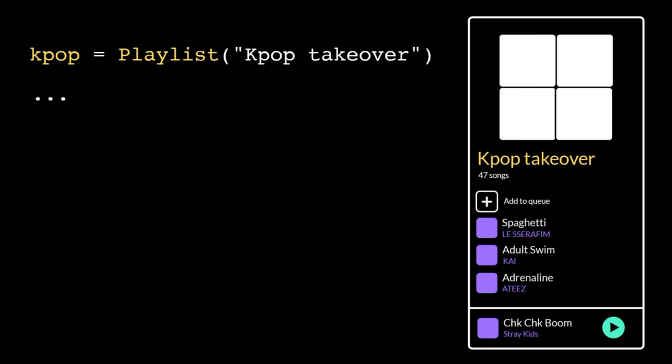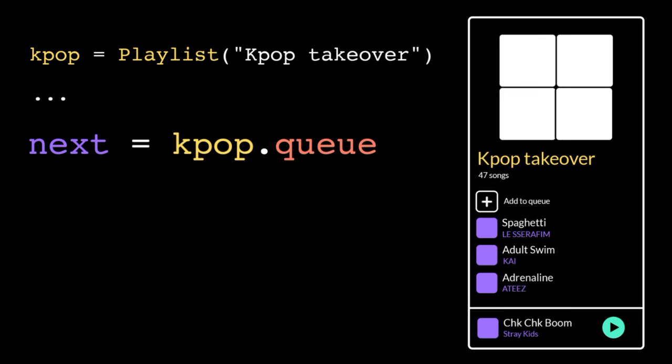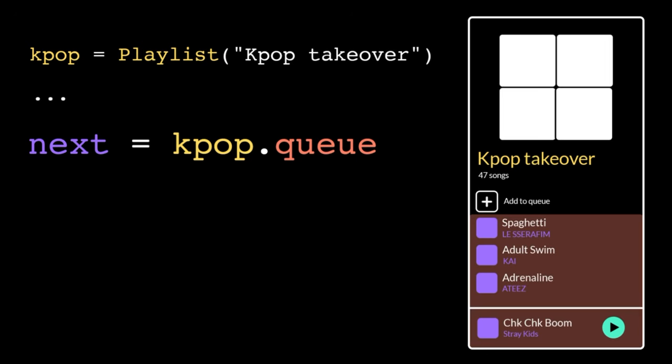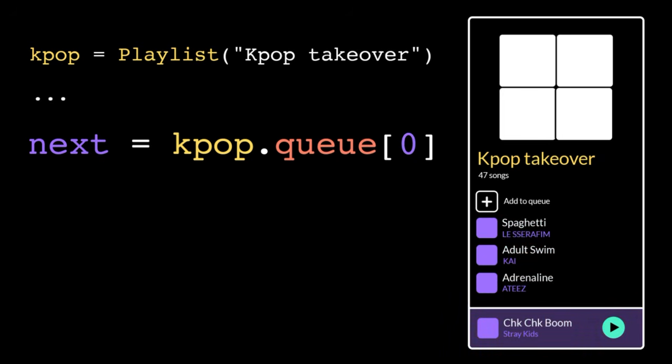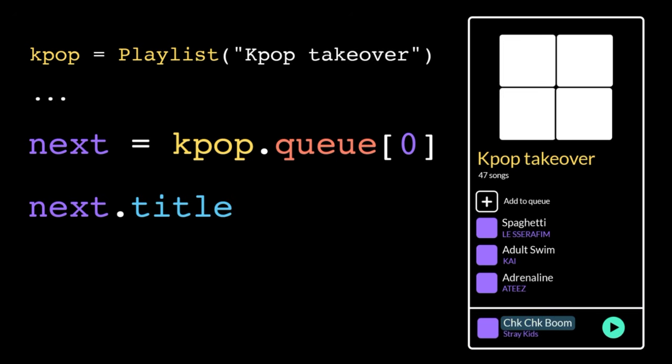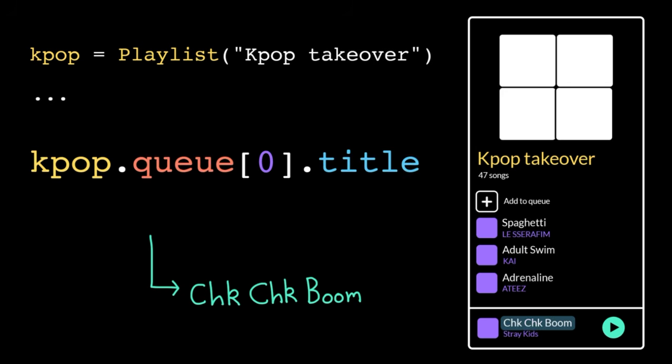So if I have a playlist object K-pop, how do I access the title of the next song? First layer, we access the queue attribute of our playlist object using dot syntax. That gives us a list of songs. Then we index into that list to get the next song, which gives us a song object. Then to access the title attribute of that song object, we use dot syntax again. And the fun part, if we want, we can combine all of those steps into a single line.